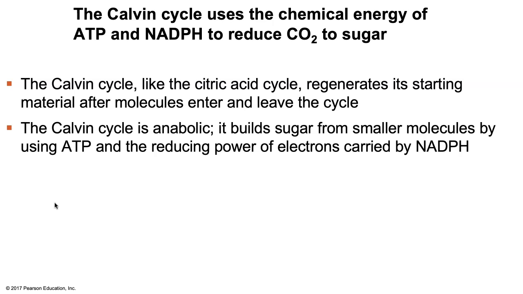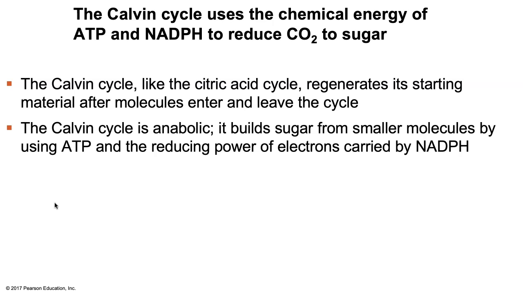Remember, we're building a molecule here. We're building sugars, and this is anabolism, an anabolic pathway. That is a pathway that is building. Catabolic breaks down. That's cellular respiration. We were breaking down glucose. Here we are building up glucose. So this is an anabolic cycle. So we're building sugar from smaller molecules.